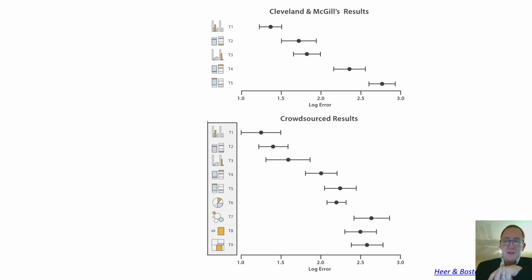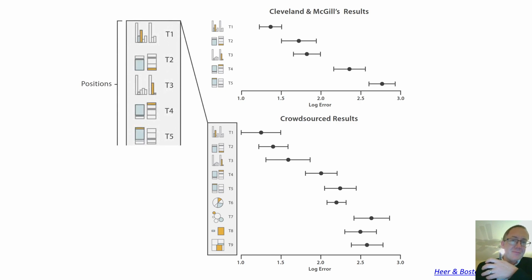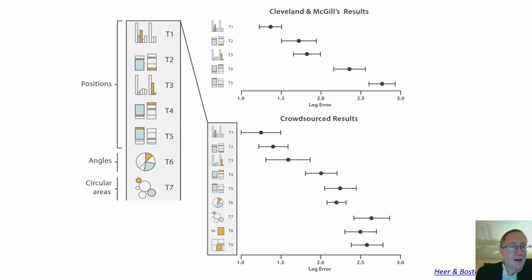Turns out, Bostock, the people who invented D3, also did this in 2010, and they used the Amazon Mechanical Turk system, and they compared how people do for these same sorts of things, in a more modern context, and had hundreds and hundreds of people comparing these things, and pretty much found the same results. So the top spots almost across the board are positional. After that, angles are okay. After that, circular areas are not very accurate. In case you want to give me circular areas, we're pretty bad at them for accuracy.